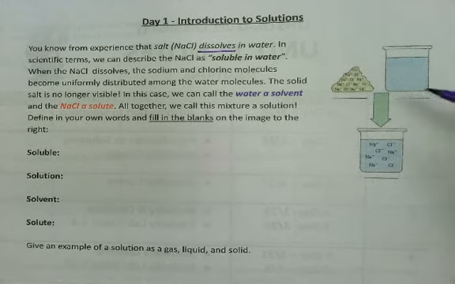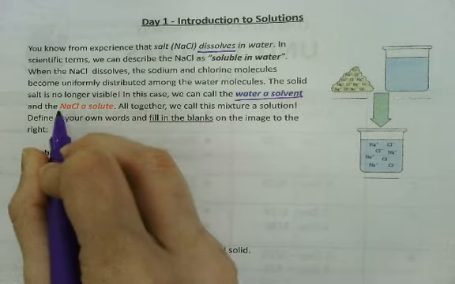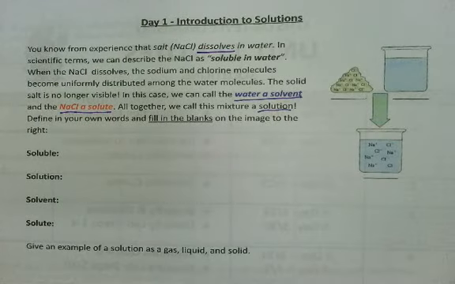And in this specific scenario, we are going to say that the water is a solvent and that sodium chloride is a solute. So the solute is going into that solvent, and we have now the sodium and chloride ions floating around. Altogether, we call this mixture a solution. Okay? And so what I want you to do right now, real quick, is pause me and define in your own words and fill in the blanks on the image to the right using these terms.